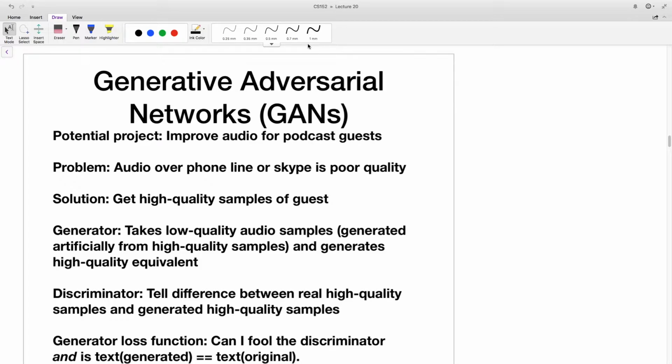So if I can fool the discriminator, I know it sounds like the guest, right? It sounds like the high quality version of the guest. But I can also then look at the original low quality audio and the high quality audio, and do text recognition on those, and just make sure the words that come out are the same. So this can force the loss function and force the generator to generate the right audio and good quality audio. Does that make sense?